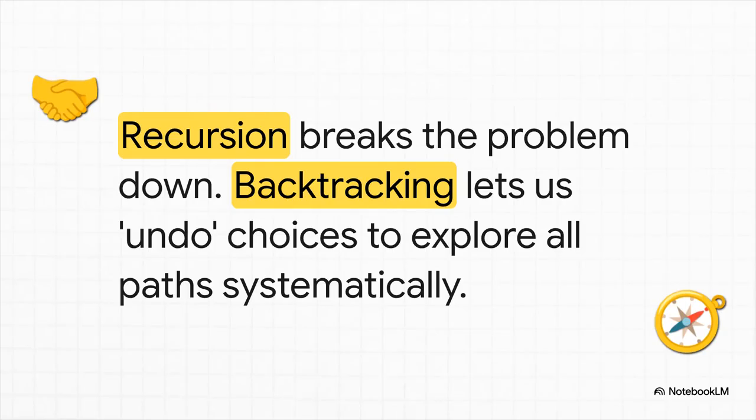So, if there's one thing to take away from all this, it's this. Recursion and backtracking are like a dynamic duo. Recursion is the strategy that breaks the big problem down into smaller pieces. But backtracking is the key mechanism that lets us undo our choices so we can explore every single possible path. They work together perfectly to solve these incredibly complex search problems.